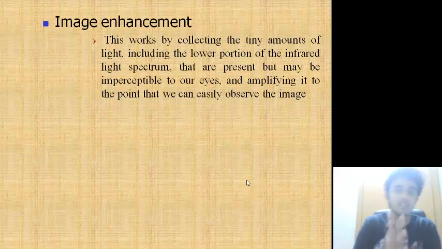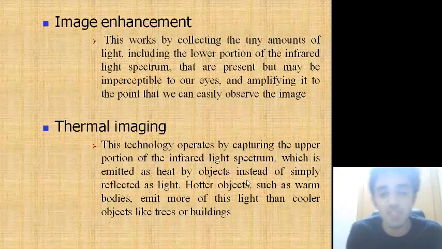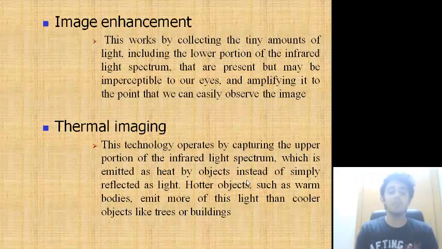So this image enhancement technique is helpful for only those objects that are cold, in other words that do not emit any amount of heat. The thermal imaging, on the other hand, operates by capturing the upper portion of the infrared light spectrum, which is emitted as heat by objects instead of simply reflected as light. So this is used to detect a person in the dark room because he is the one who's emitting light, if it's a person or an animal or any body that emits light. So hotter objects such as warm bodies emit more of this light than cooler objects like trees or buildings.